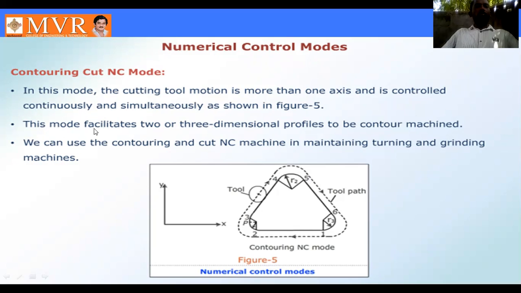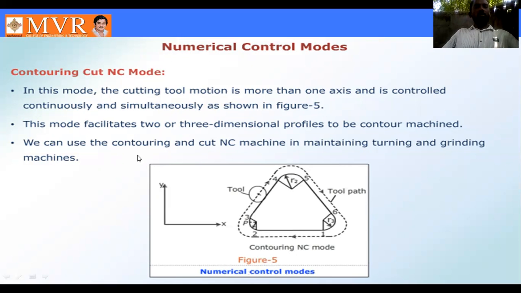So see here, this mode facilitates two or three dimensional profiles to be contour machined. Two or three dimensions means X direction, Y direction. In this mode, 2 or 3 dimensional profiles can be contour machined. That's why we call it a contour cut NC mode.